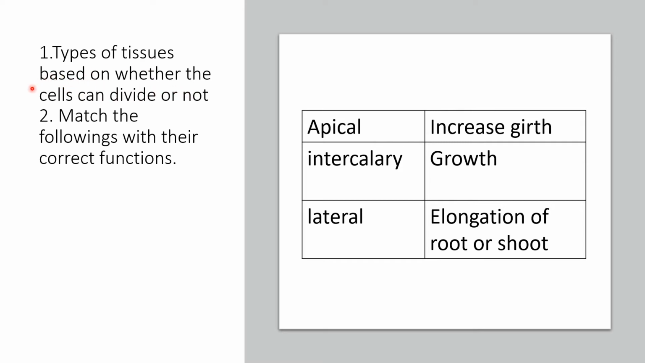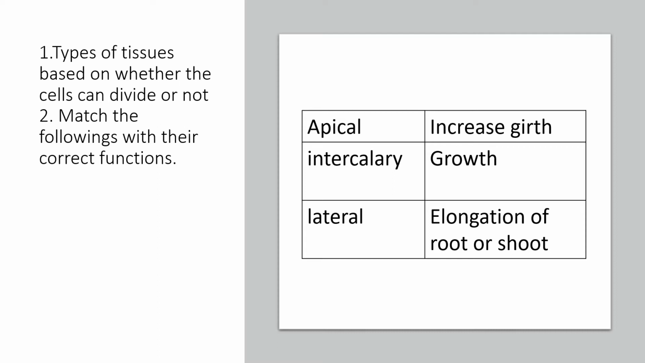So as we studied earlier, there are two types of tissues based on divisibility. Those cells which can divide are known as meristematic tissue, and those cells which are incapable of division are known as the permanent tissues.